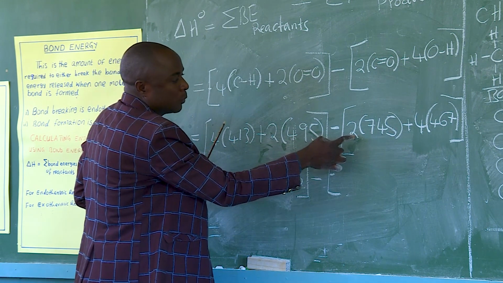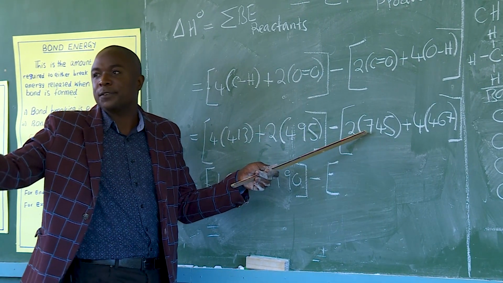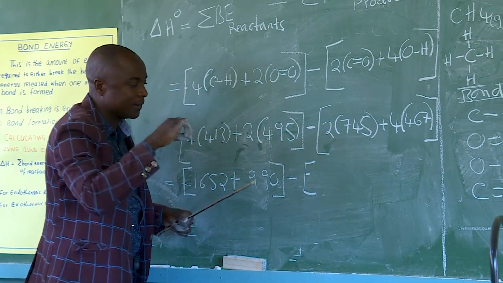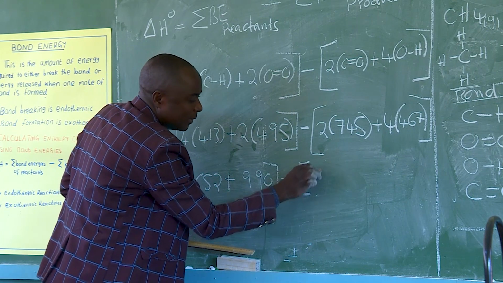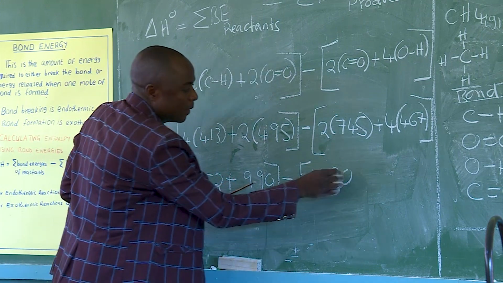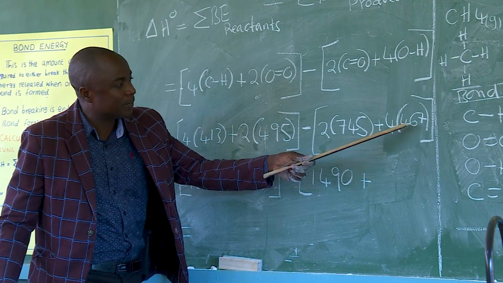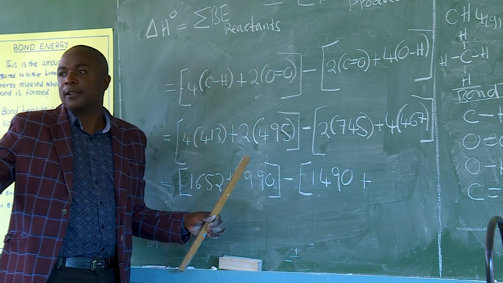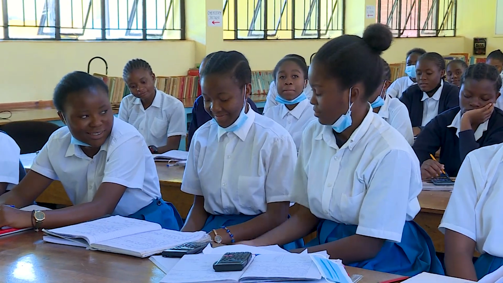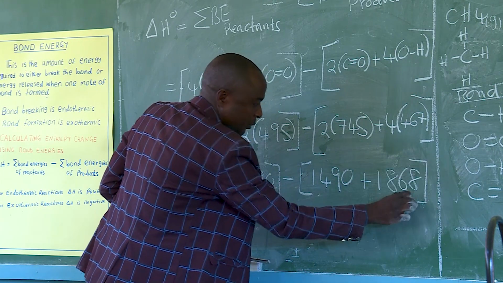Then 2 times 745. 2 times 745. Yes. 1,490. Come again. 1,490. That is Jennifer giving us that answer. Then plus. What is 4 times 467? Yes, Talandila? 1,868. 1,868. We close like that.